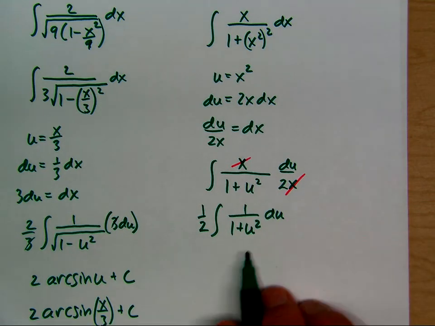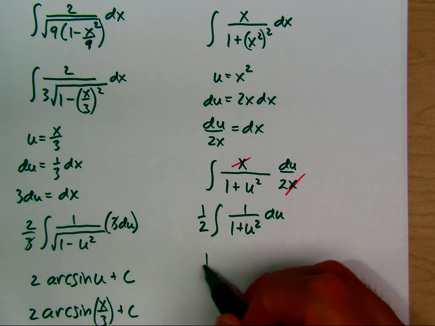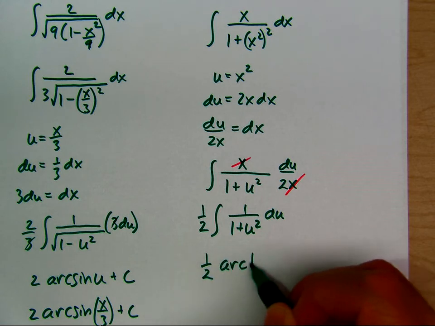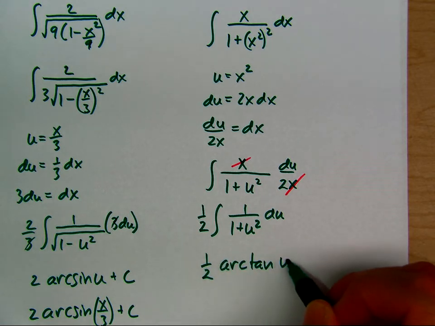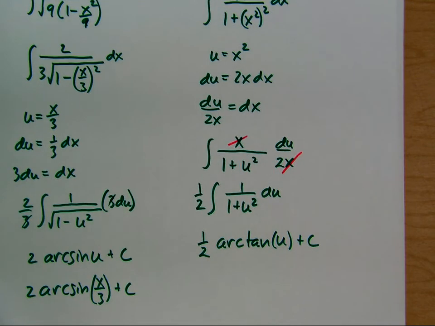And we've created the desired integrand because this is going to give us arctangent. So we have 1/2 arctangent of u, and we know u is x squared.